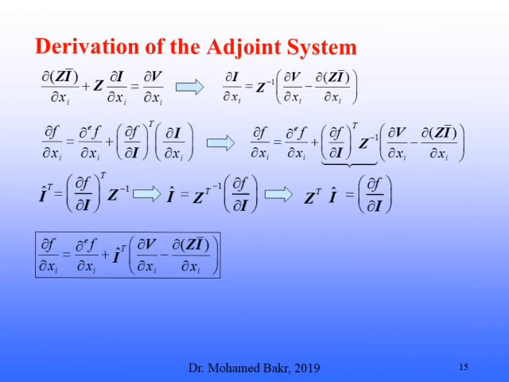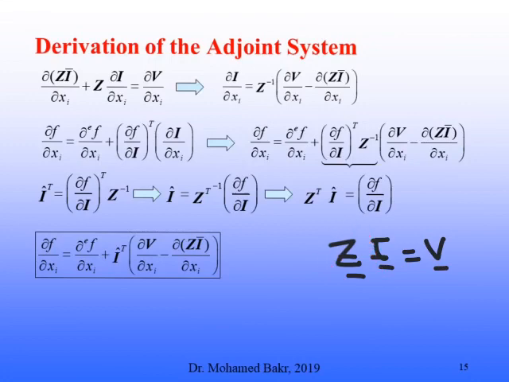I will go over the derivation of the adjoint variable method here for this application, because it's really pretty simple here. So we start with the system Z I equal to V. Z is the stiffness matrix or the impedance matrix. It's n by n. I is n by 1, V is n by 1. This matrix is in general complex. It's a function of all our parameters, X.